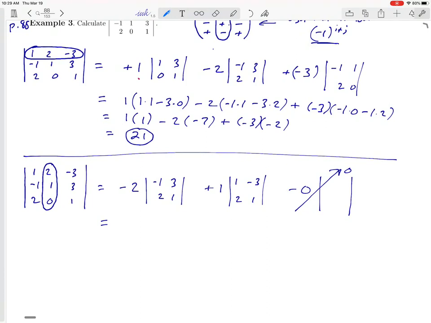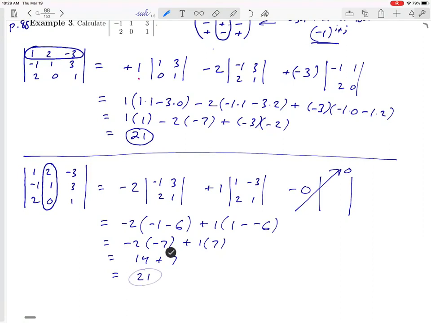All right, so continuing with the calculation, as before, we've broken it down into 2x2 matrices, which we know how to find determinants of. So we're going to get negative 2 times negative 1 times 1 is negative 1, minus 3 times 2 is 6. Okay, plus 1 times 1 is 1, minus a negative 6. Okay, continue with the arithmetic here. And notice that we get exactly the same thing that we did before. 21.